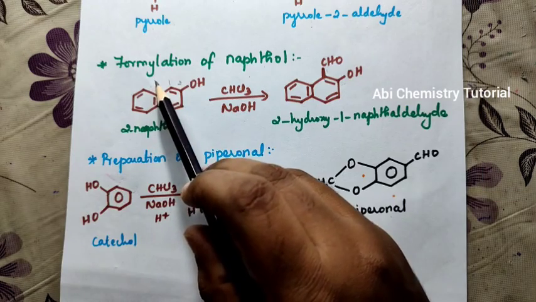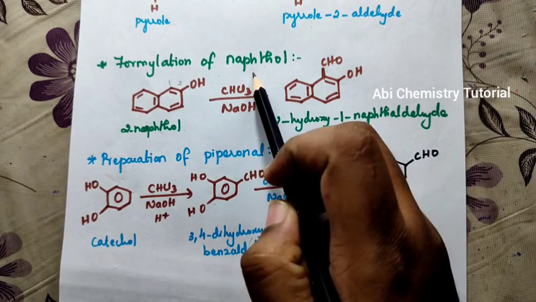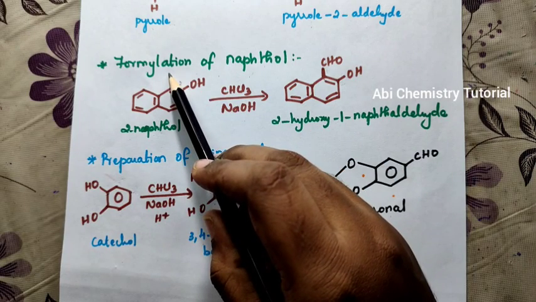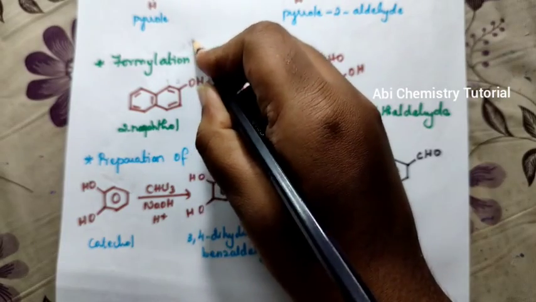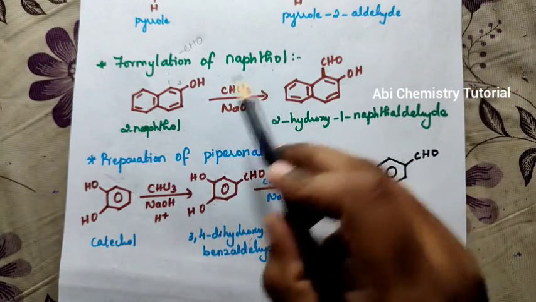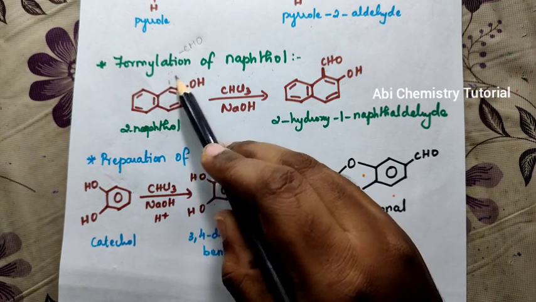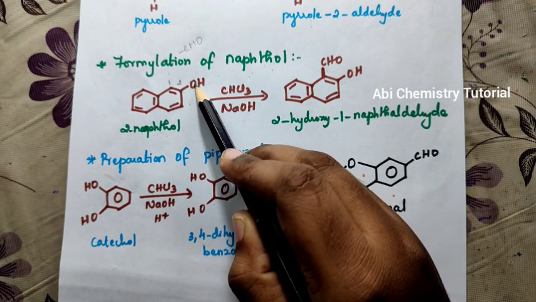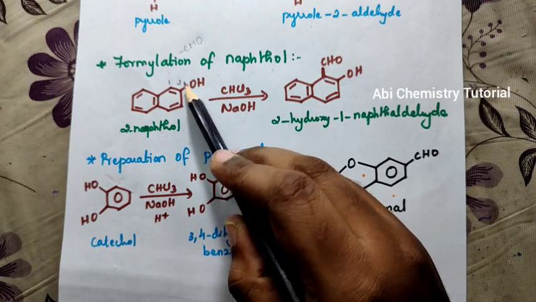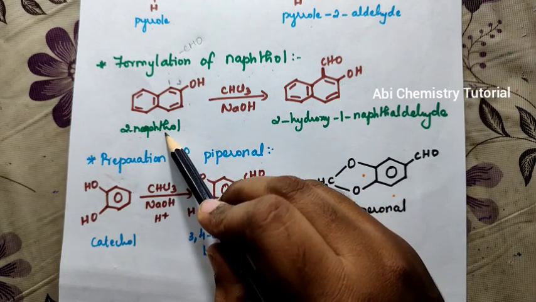And the next reaction is the formylation of naphthol. So what is formylation? Aldehyde formation, that is addition of a formyl group, CHO group, to naphthol. So this is the structure of naphthol. From this we give numbers 1, 2. At the second position we have OH, so it is called 2-naphthol.